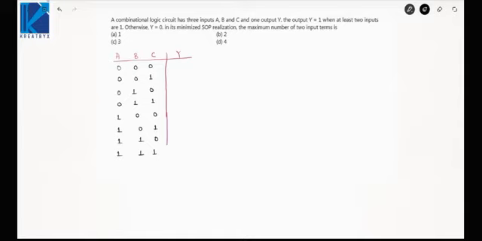And output will be 1 when at least two inputs are 1. Here no input is 1, 0. Only one input is 1, 0. One input is 1, 0. Two inputs are 1, 1. One input is 1, 0. Two inputs are 1, 1. Two inputs are 1, 1. Three inputs are 1, 1. When two or more inputs are 1, then output will be 1. That means Y has which minterms included?